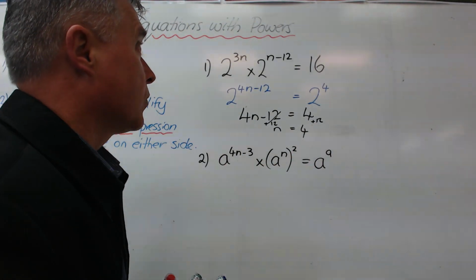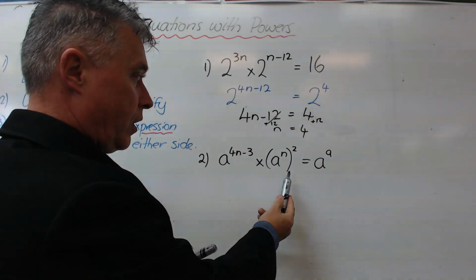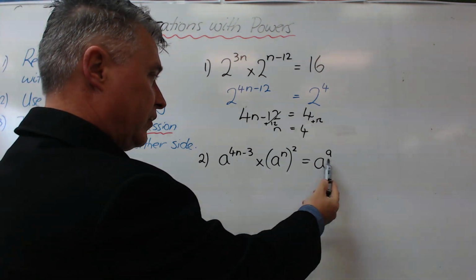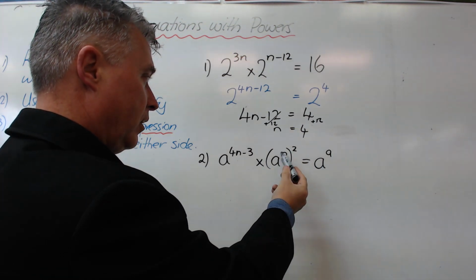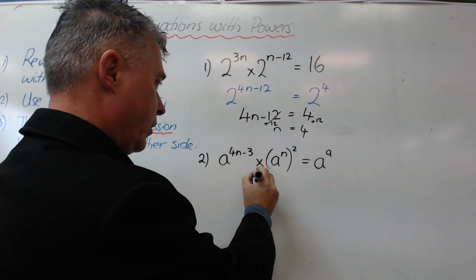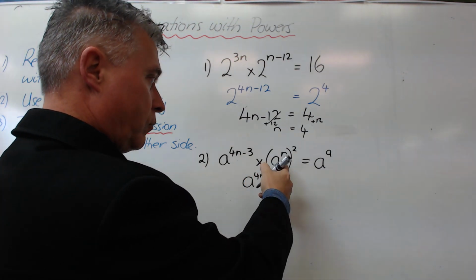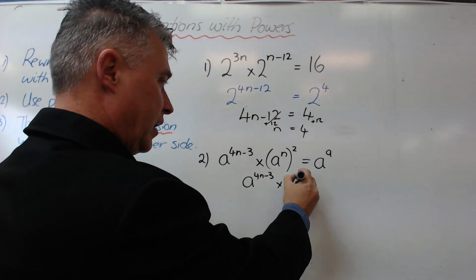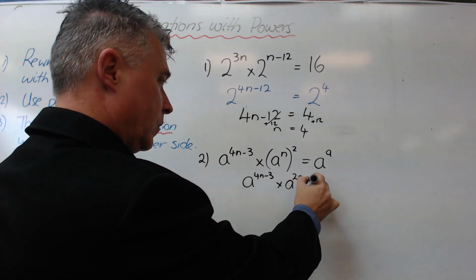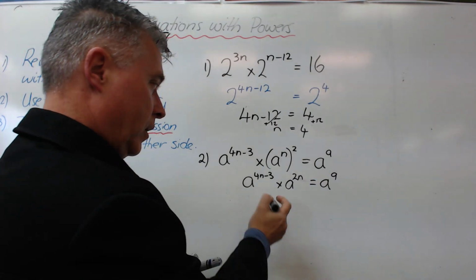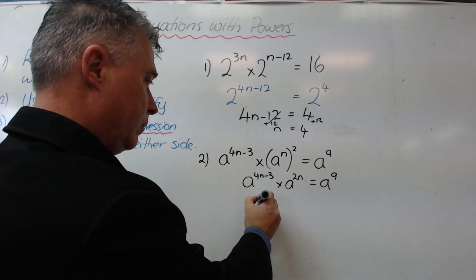Let's try it again. So I'll start with this one. I've got the same bases all along, but I want to get rid of this part here and simplify this. So I'll rewrite it for the sake of simplicity. Raising to the power is just 2n equals, now because we're multiplying, we add the powers.